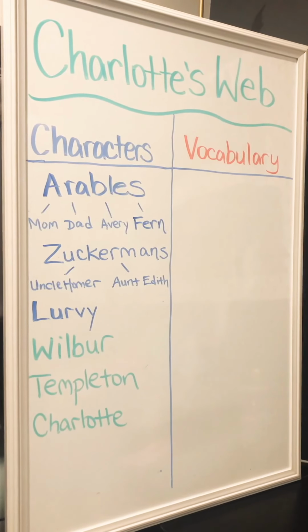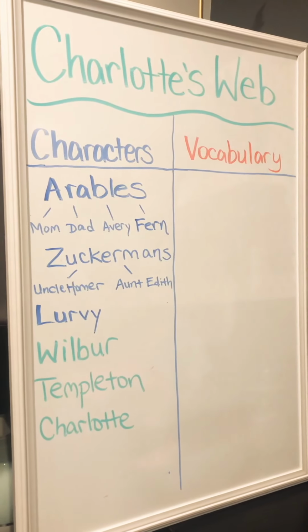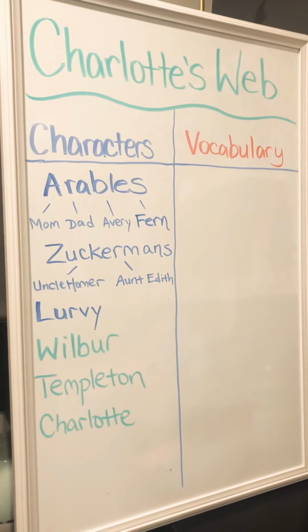Today we're going to be reading chapters 7 and 8 of Charlotte's Web. I hope you've been enjoying the book so far. Before we start reading, let's take a look at the poster I have back here. Here is our Charlotte's Web poster. I've changed the characters especially since the last time we read together.